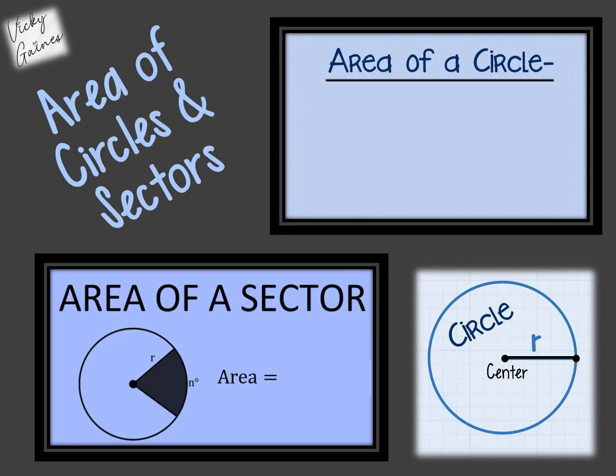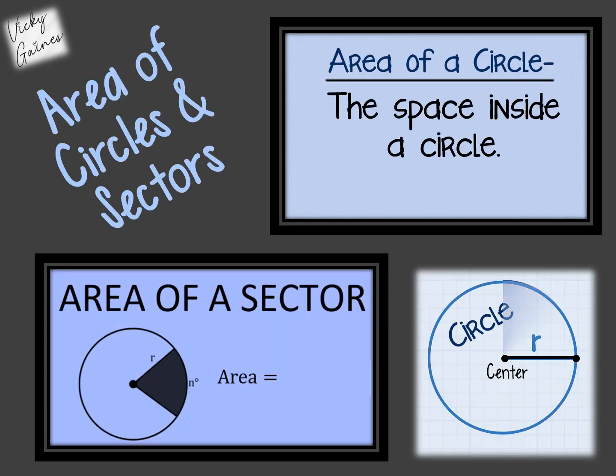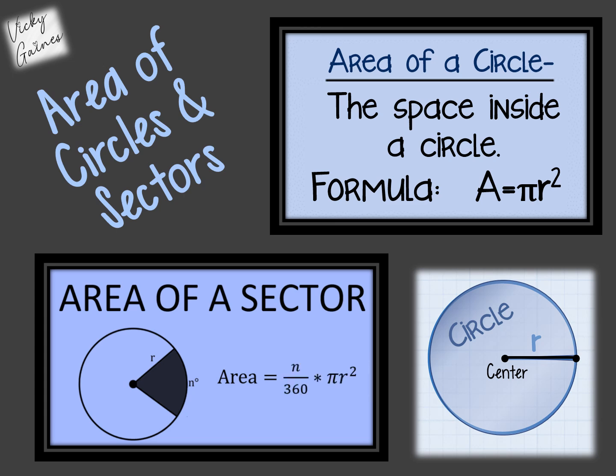Area of circles and sectors. So area of a circle is the space inside the circle, and the formula is A equals pi r squared, and r, of course, is still our radius. So we have the area of our circle, and we have an area of the sector.